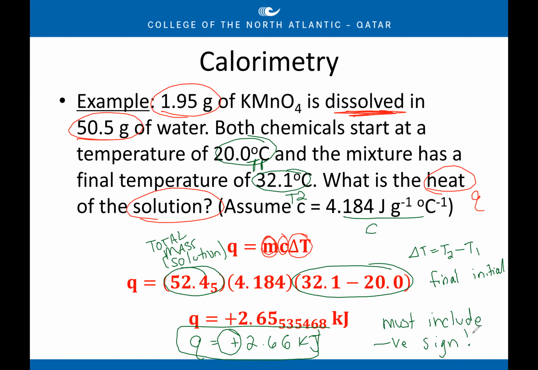Now, how will you know if it's positive or negative? The math does it for you. So trust your calculators. The T final minus T initial will tell you the sign of Q. You're not expected to know if it's positive or negative. The math will tell you. So if your calculator says negative, make sure you put it there.